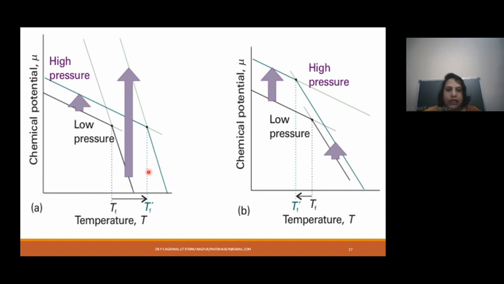As the system experiences an increase in pressure, the chemical potential will change depending on the molar volume. Thus, in this figure, we see that the molar volume of the liquid is greater than that of the solid, and hence the increase in chemical potential is greater for the liquid than for the solid. This results in an increase in the melting point. In B, the solid's chemical potential increases more, resulting in a lower melting point.